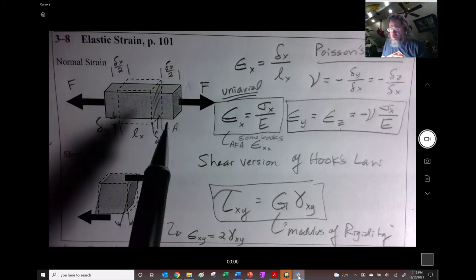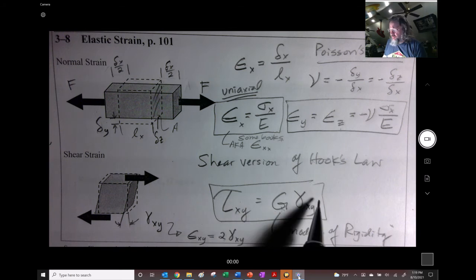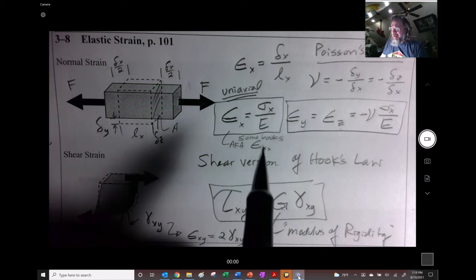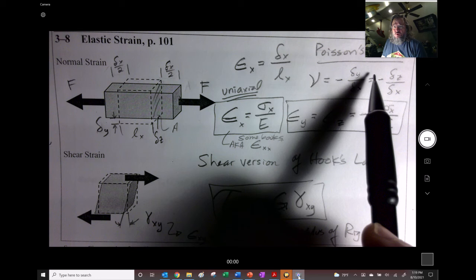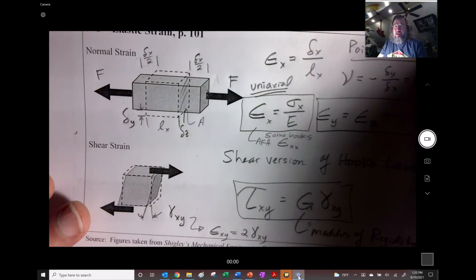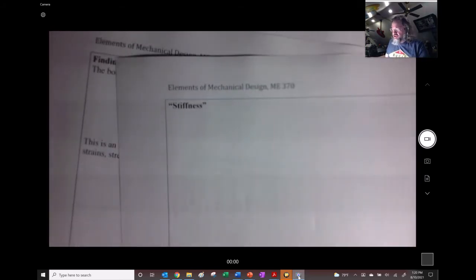And there's also something of interest, which is that tau YZ or tau XZ is not affected, right? And neither is gamma XY, gamma XZ, gamma YZ. They're not affected by what happens in the XY shear direction. Not like the normal stresses and strains are, right? So we have Poisson's ratio for normal stresses and strains, but there is no equivalent thing taking place in shear, right? So moving on.